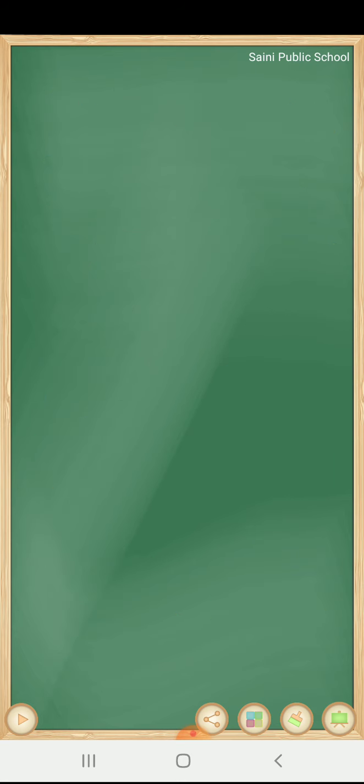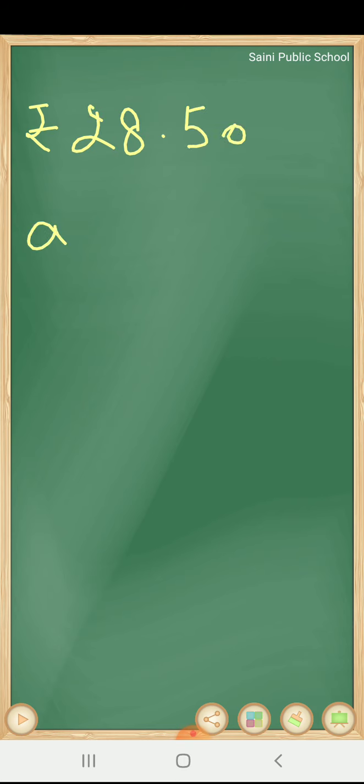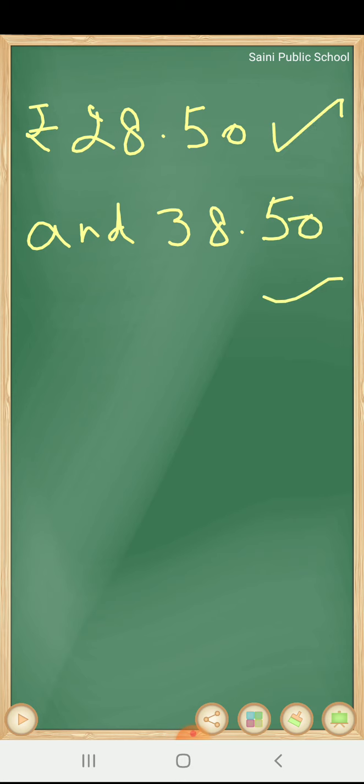Okay, let us discuss one more example. Suppose we want to subtract rupees 28.50 and 38.50. The question is: subtract rupees 28.50 and 38.50. Now in this question "from" is not given to you. You have to see which is the bigger number.